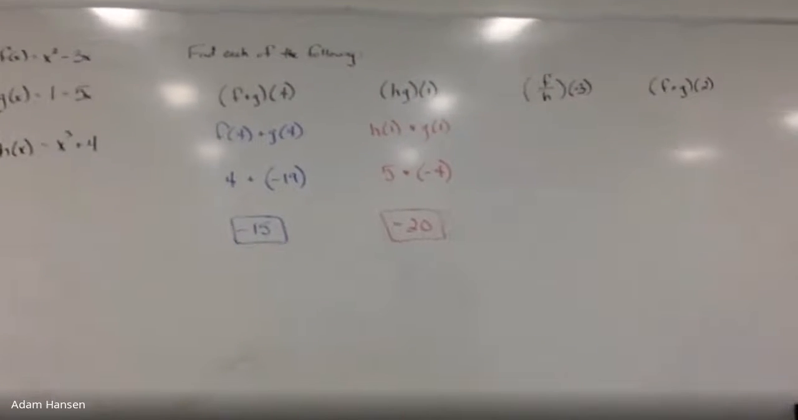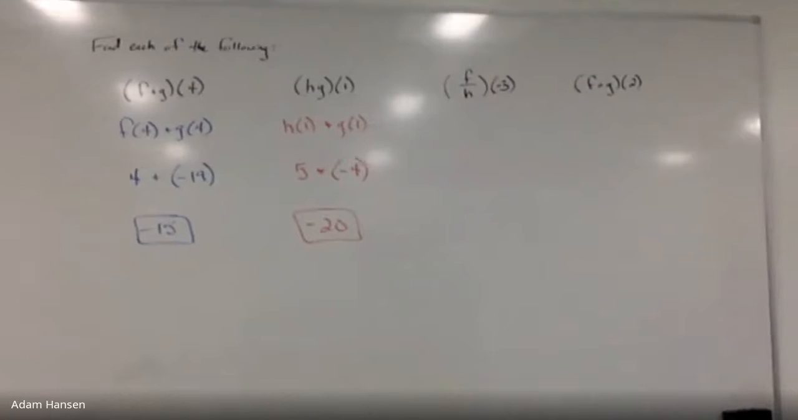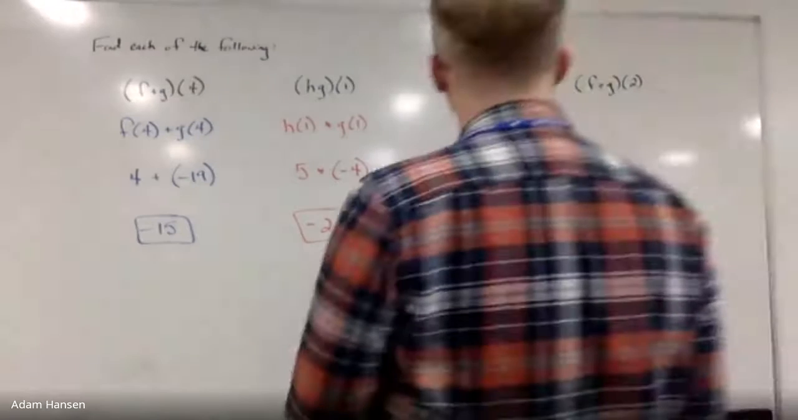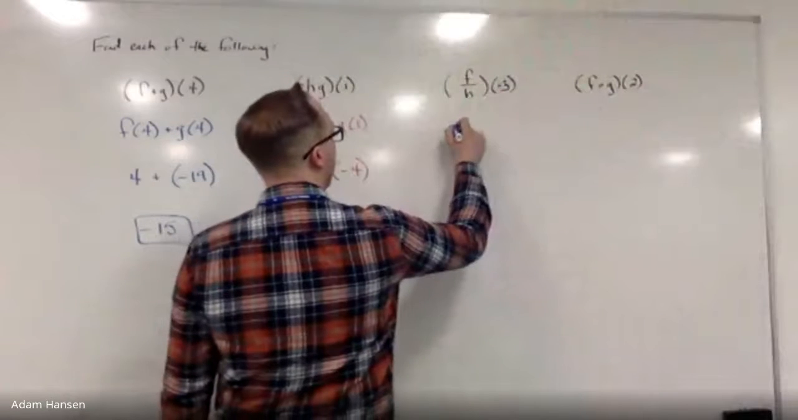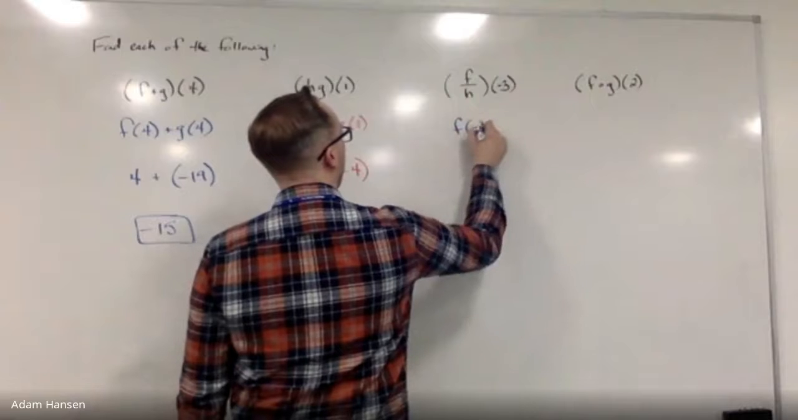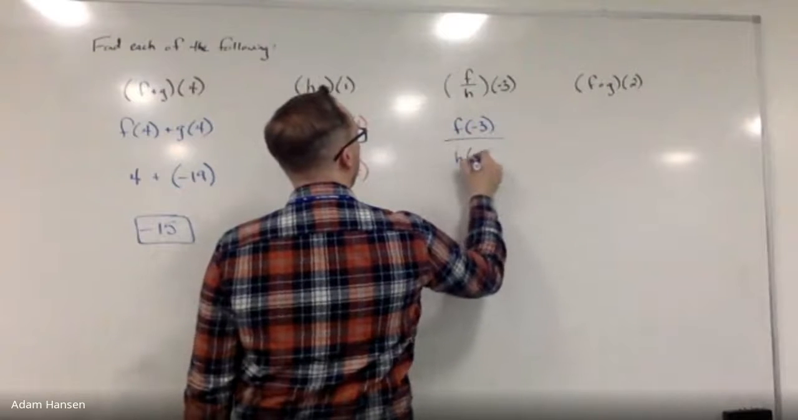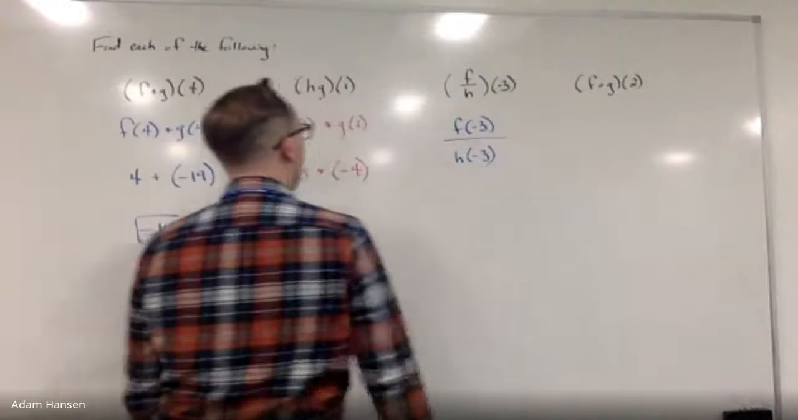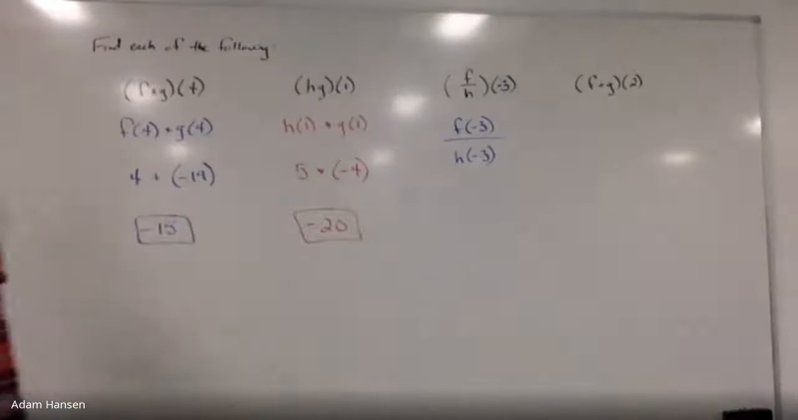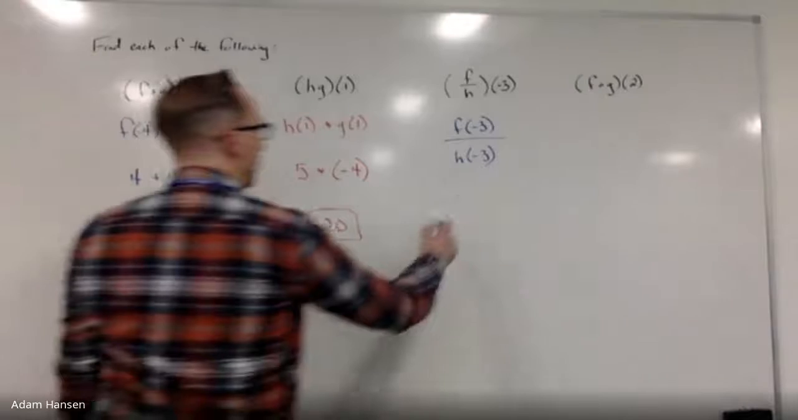A couple more here to the right. Let's also work through f divided by h of negative 3. That's f of negative 3 divided by h of negative 3. Well, f of negative 3 would be negative 3 squared, or 9, minus 3 times negative 3. So that's 9 plus 9, or 18.